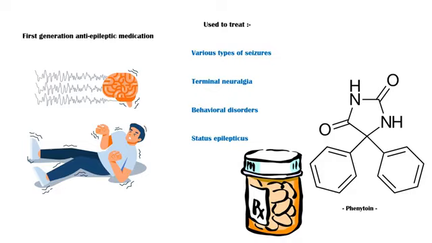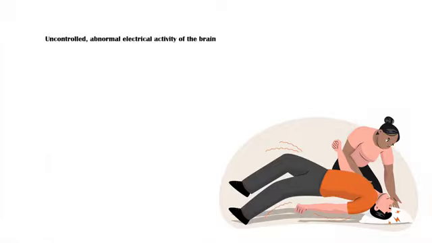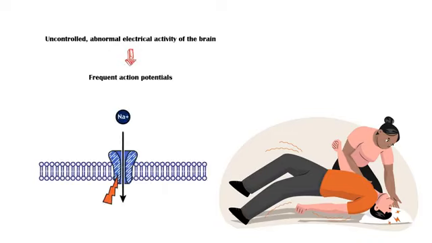A seizure is a condition where there is uncontrolled, abnormal electrical activity of the brain, causing neurons to fire action potentials more frequently. Voltage-gated membrane sodium channels of the neurons are responsible for this increased firing of nerve signals. Phenytoin works by blocking these voltage-gated sodium channels, reducing the frequency of nerve signals.